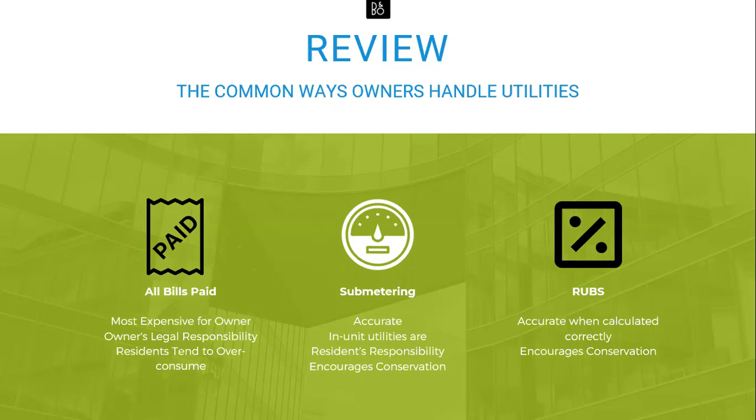For sub-metering, of course, it's incredibly accurate. It's the resident's direct usage. The utilities are the resident's responsibility, and this is the greatest area where it encourages conservation as well. Lastly is RUBS. It's accurate when calculated correctly. We didn't get into all of the different methodology of RUBS completely, but you can take quite a few different factors to determine which RUBS formula works best for you, whether that be the number of occupants inside of a unit, the square footage of a unit, or a combination of the two. And conservation is strongly encouraged here as well.